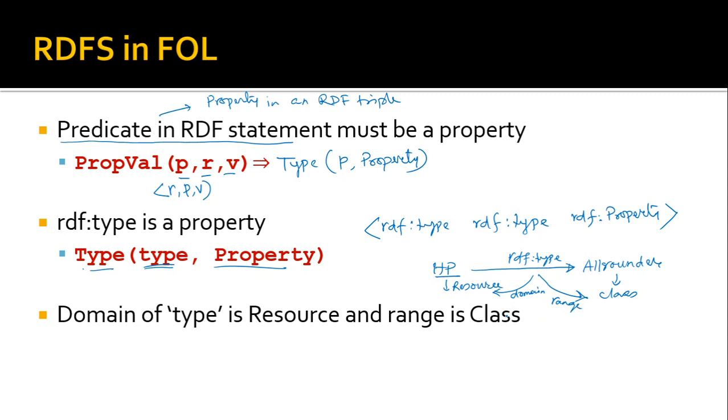So how do we write this in first order logic form? If we see something like this, say R is of type C, then we can say that type of R is resource and the type of C is class, right? That is how we can represent the thing.